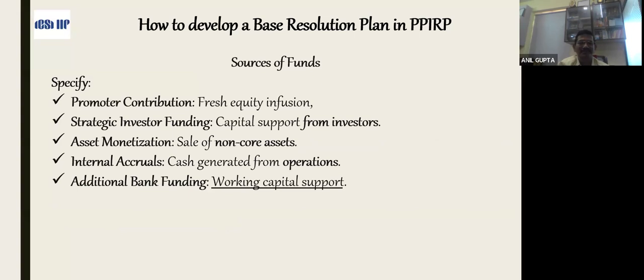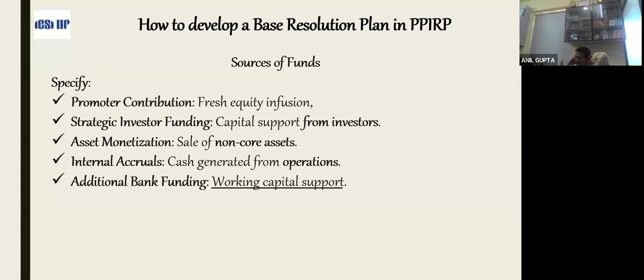Next, you have to get the information from the promoter. What are the sources of funds? Okay, you are ready. Subject to your information, we will submit the report to the bank. The bank will accept or not; they will take a call or take a decision. But now we are going to increase the production. But what is the source of funds? How are you going to bring those funds?